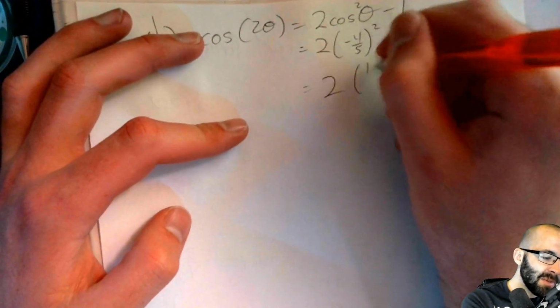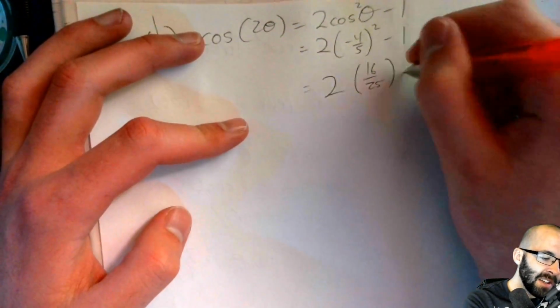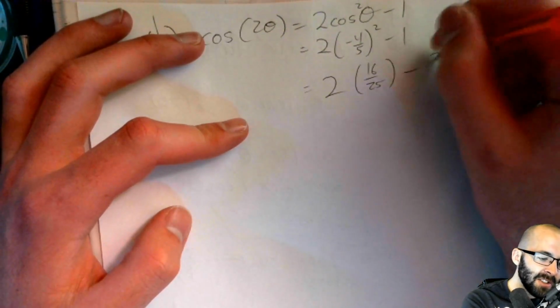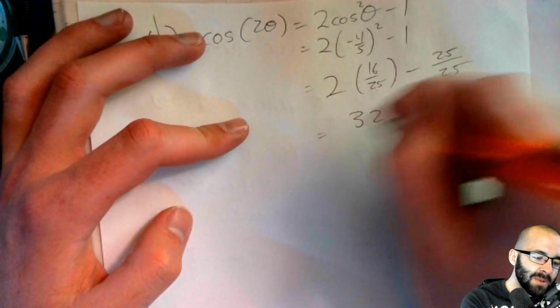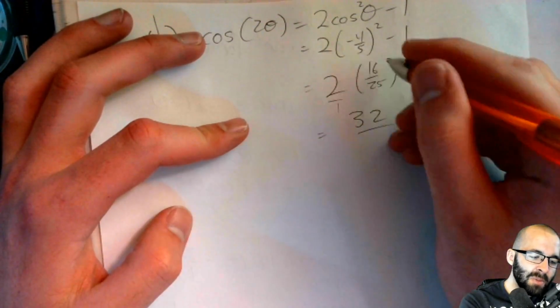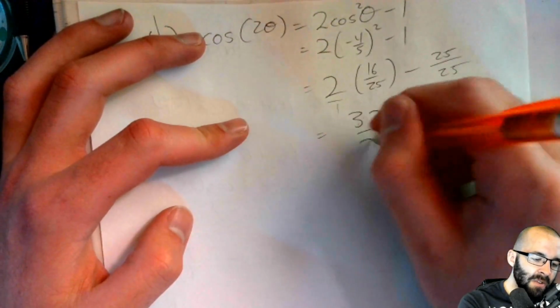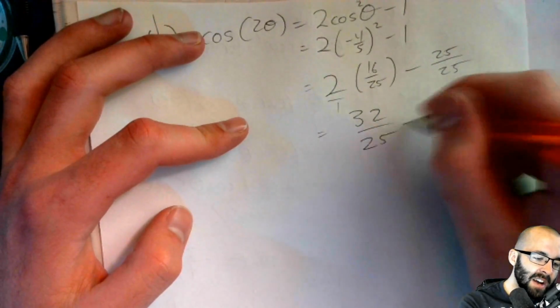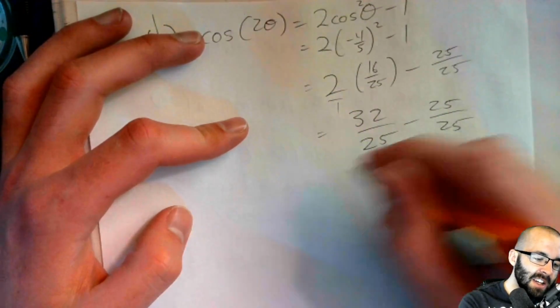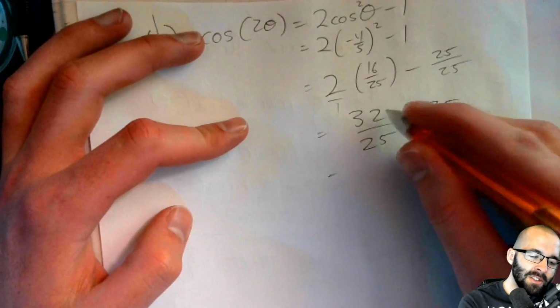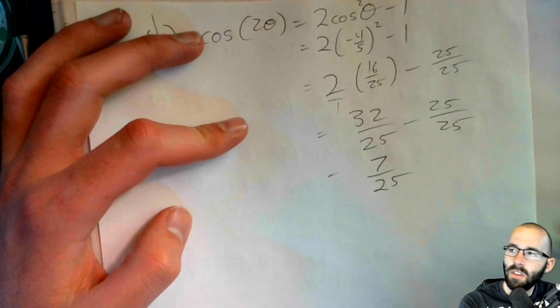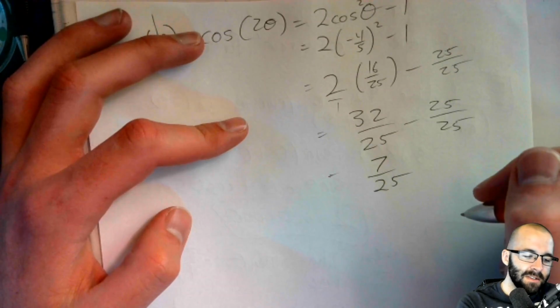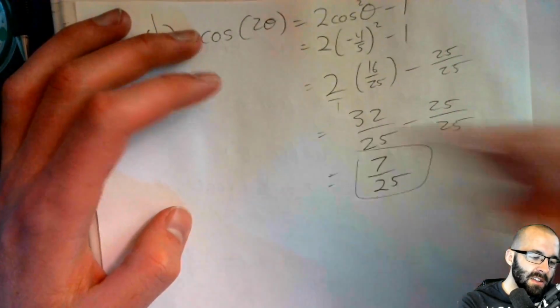Anyway, this is 2 times 16 over 25. We love algebra. Everyone loves algebra. We're going to need a common denominator, so let's write the 1 as 25 over 25 now. Multiply that across, we get 32. Again, 2 divided by 1, multiply the tops, multiply the bottoms. 32 over 25 minus 25 over 25. Subtract the fractions, same denominator. You just subtract the numerators to get 7 over 25. All right, so that's the cosine.